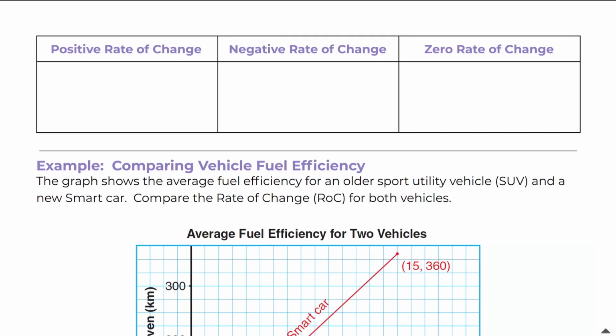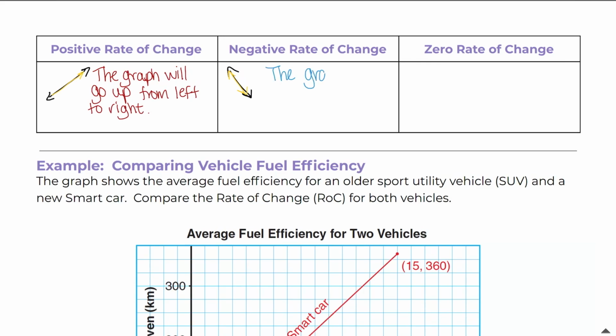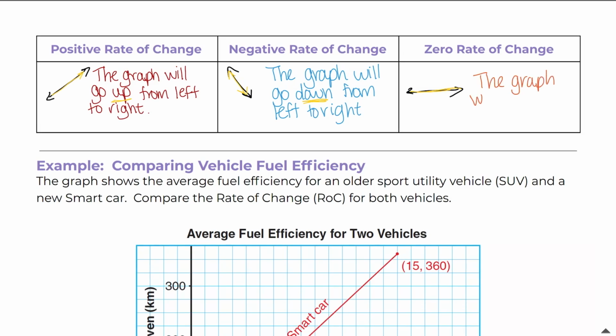All right, so rates of change, we can see 3 different kinds of rates of change. We could see a positive rate of change, and that will look like this right here. And it's pretty much just telling us that from left to right, the graph will go up. A negative rate of change will look like this, and this is pretty much telling us that from left to right, the graph will go down. And then the last type of rate of change that we will see is a 0 rate of change. And that's going to stay the same. The graph will stay the same from left to right.